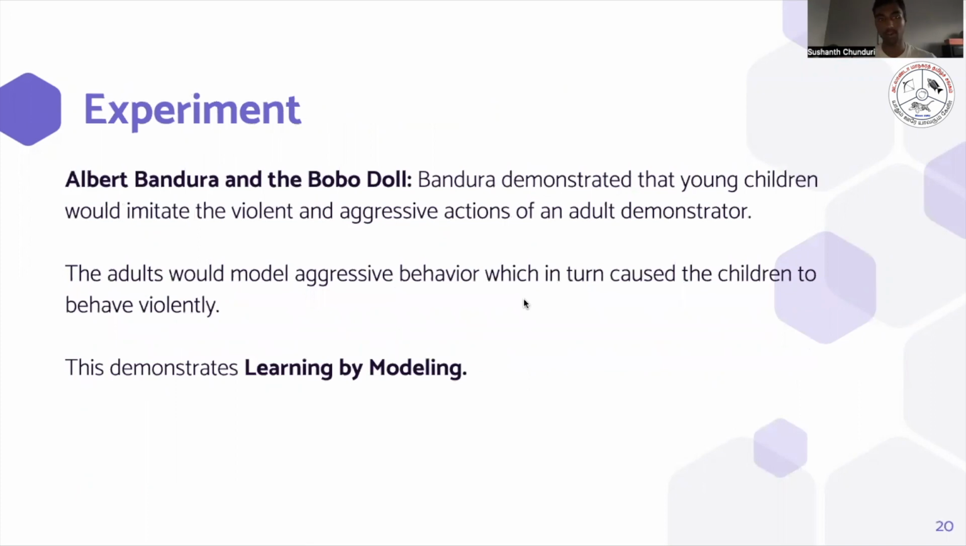Another experiment to know about is Albert Bandura and the Bobo doll. Bandura demonstrated that young children would imitate the violent, aggressive actions of an adult demonstrator. If that adult was hitting that Bobo doll, then the child would as well. And this demonstrates learning by modeling.